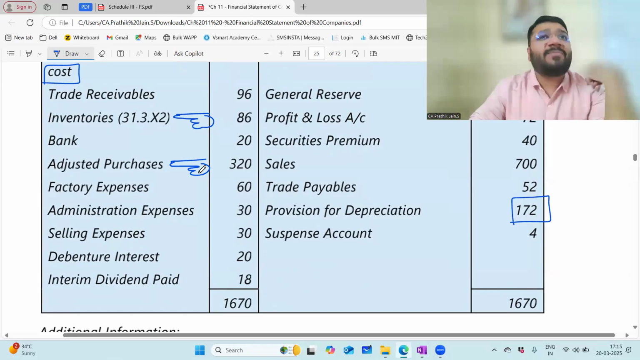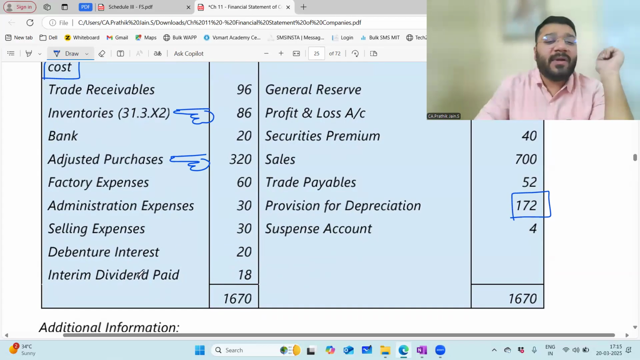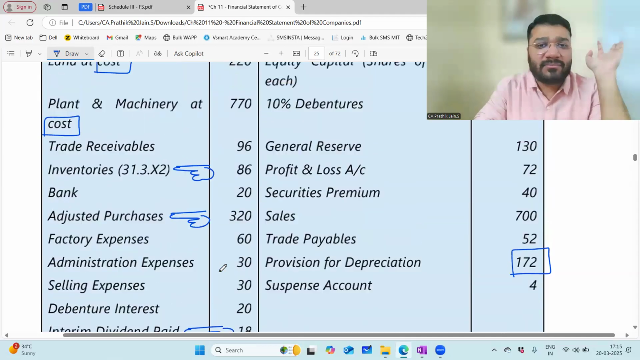No, wait, I will explain. Factory expenses 60,000. Administration expenses 30,000. Selling expenses 30,000. Debenture interest, interim dividend paid is given. Okay, interim dividend paid. This is one danger mark.